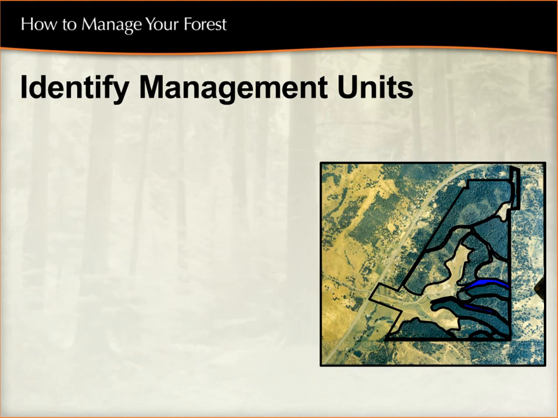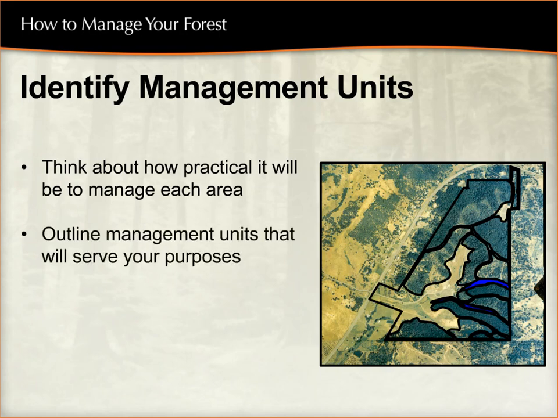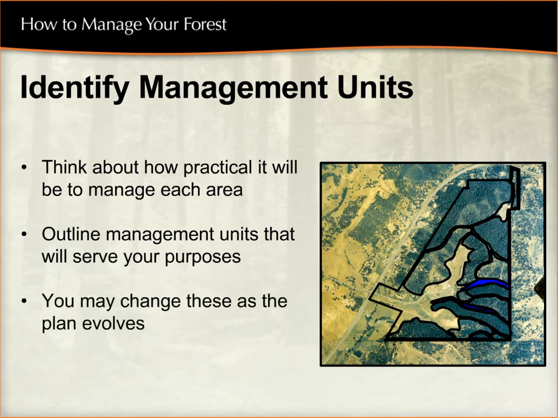You'll want to delineate units not only based on their vegetation cover type, but also on management considerations. For example, you're going to want to take into account things like access and the size of each management unit. And you'll also want to outline your management unit based on your specific objectives for those stands. Remember that, along with all of the rest of your planning process, delineating management units is a dynamic process and it'll likely change over time.